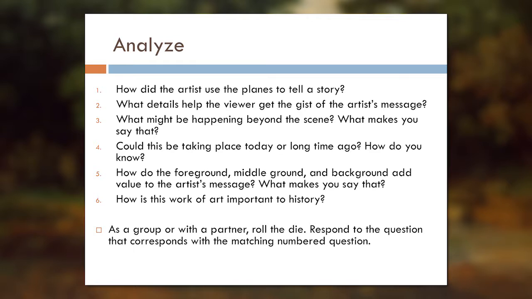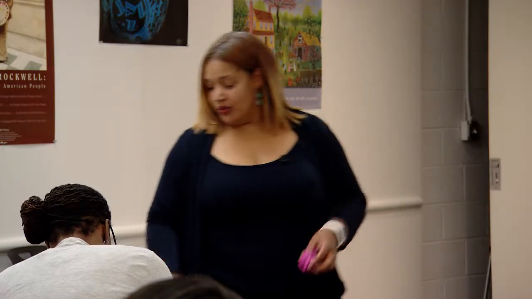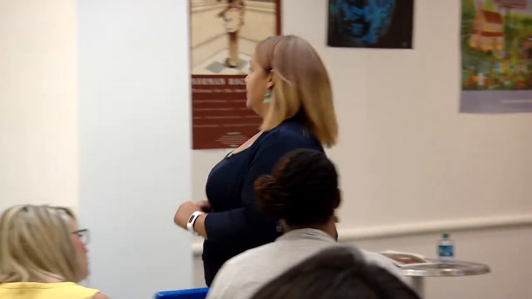How do the foreground, middle ground, and background add value to the artist's message? What makes you say that? And how is the work of art important to history? So the title of this particular work is A Bit of the Roman Aqueduct.